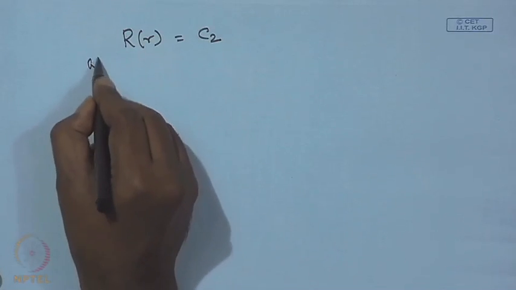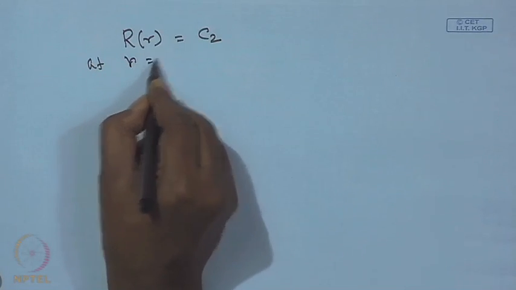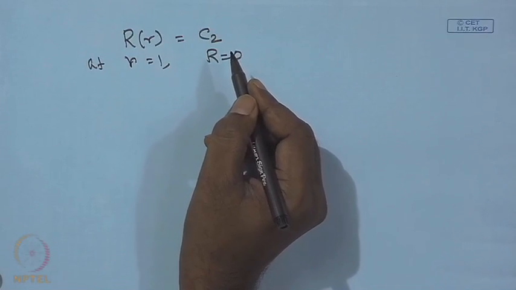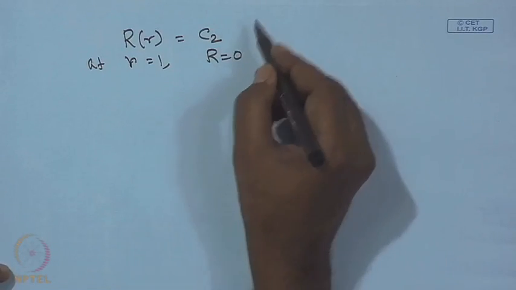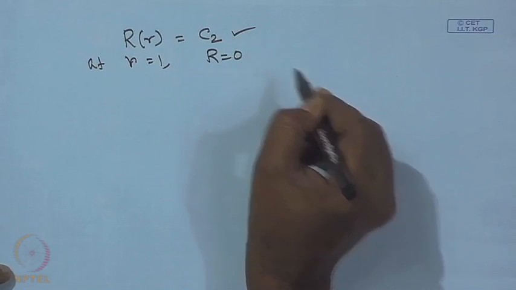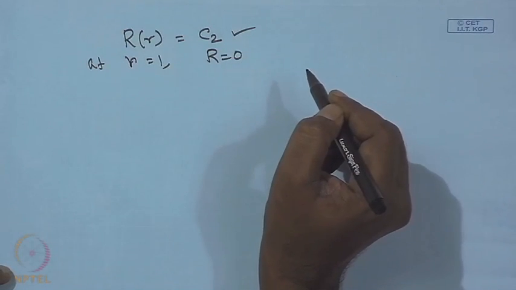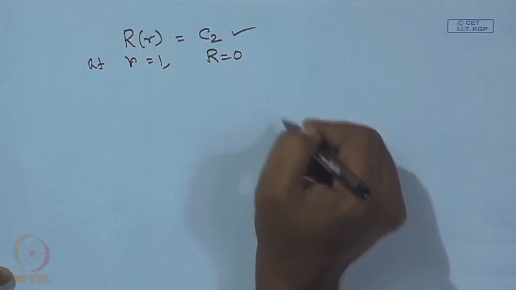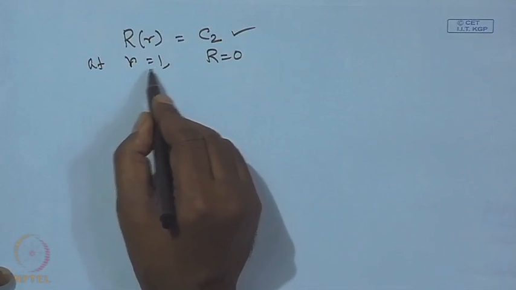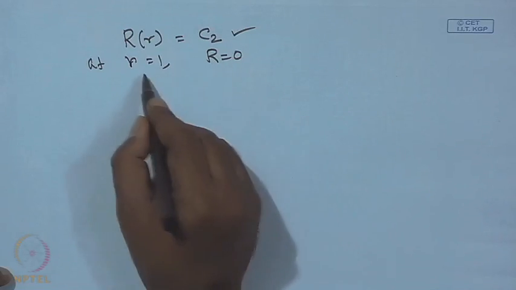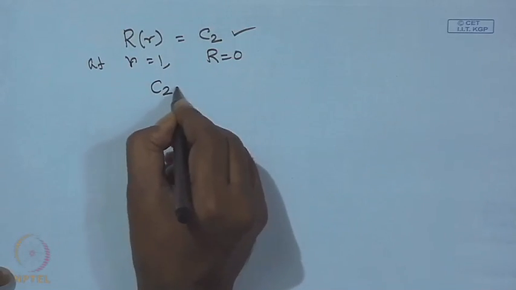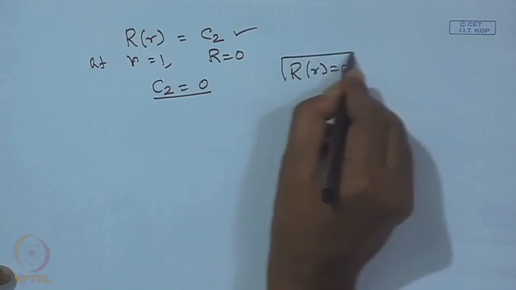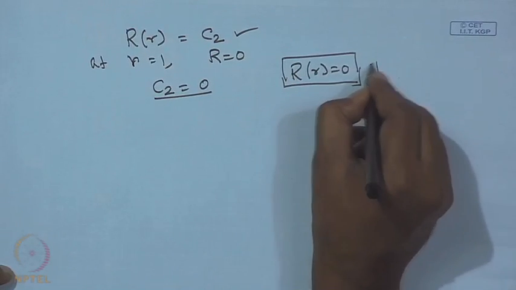Now, let us look into the other boundary condition, that at r is equal to 1, capital R is equal to 0. Now, as I said earlier, the differential equation is valid throughout the whole volume of the system as well as on the surface, but the boundary conditions must be valid on the boundary. It need not be satisfied within the control volume. So, therefore, to make capital R equal to 0 at r equal to 1, C2 must be equal to 0. So, the solution is R is equal to 0. So, this is nothing but a trivial solution.